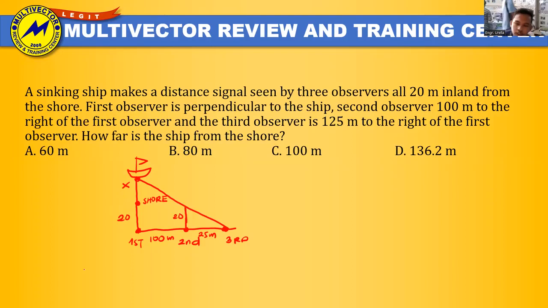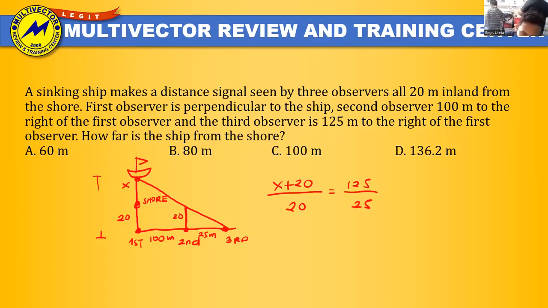Okay? So dito, yung length ng large right triangle natin, x plus 20, all over yung leg naman ng smaller right triangle natin, which is 20, is just equals dun sa ratio naman ng larger, yung base natin, which is 125 all over 25. Kaya pag sinolve natin yung x, where x is yung distance ng ship natin to the shore, ito yung shore natin.